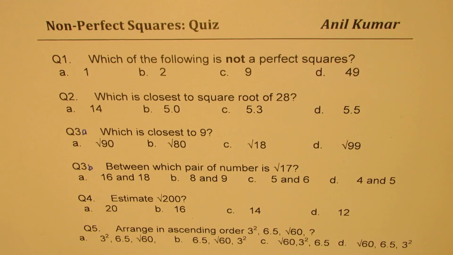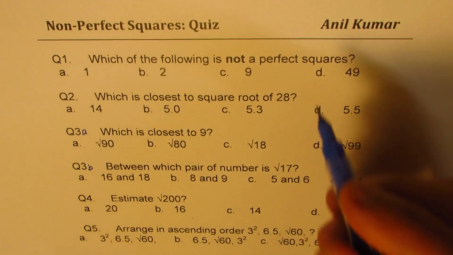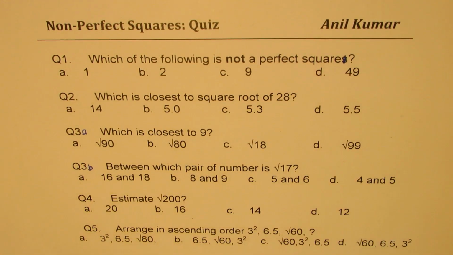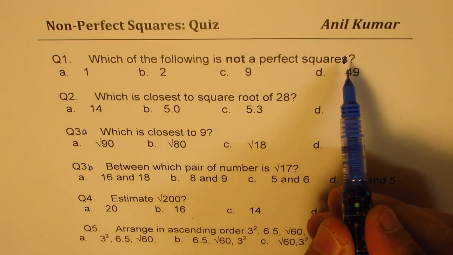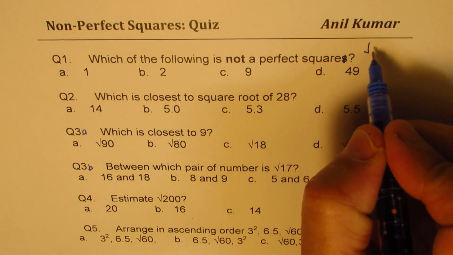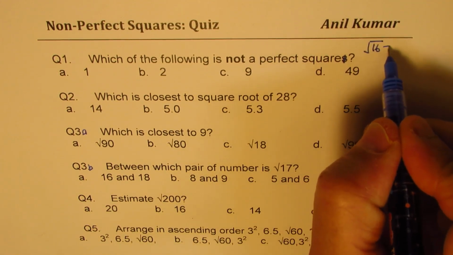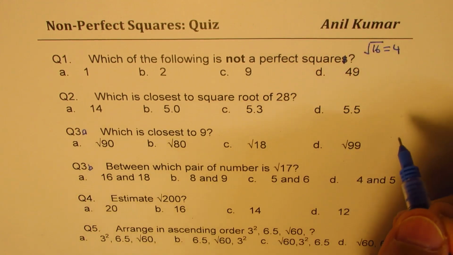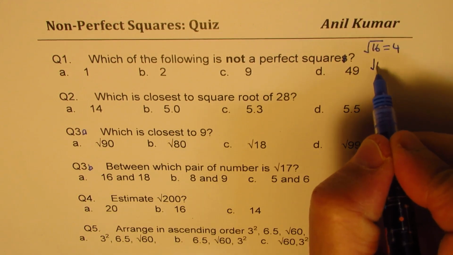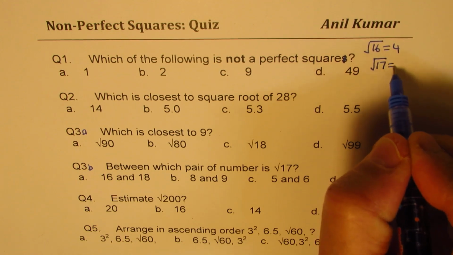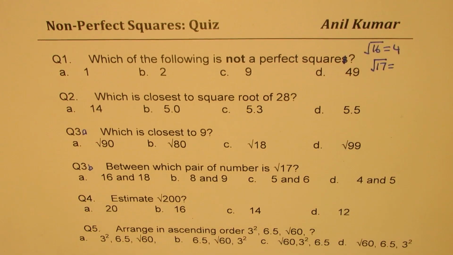Question number 1. Which of the following is not a perfect square? So that is the first question for you. Perfect squares means if I do a square root of, let's say, 16, I get 4, right? So 16 is a perfect square. But if I want to do square root of 17, I get some decimal numbers. 17 is not a perfect square. Okay. Question number 2.